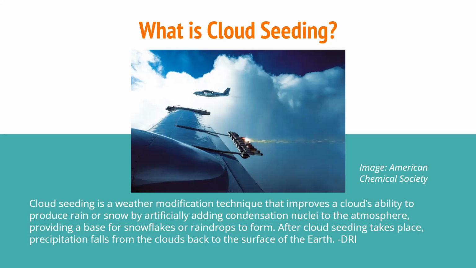Particles like silver iodide can provide a scaffold on which water molecules can align themselves into a crystalline structure, or in other words, freeze. After cloud seeding takes place, precipitation falls from the clouds back to the surface of the Earth. In the 1940s, atmospheric scientists Bernard Vonnegut and Vincent Schaefer, working for General Electric, found that particles of silver iodide can cause supercooled clouds of water vapor to freeze into snow in the lab.